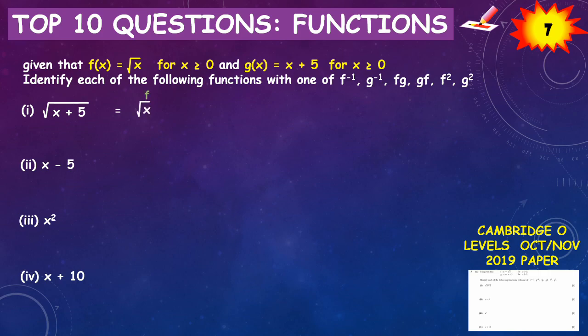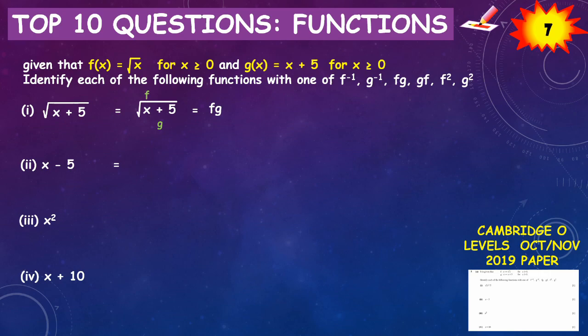The first question is square root of x plus 5. If you look closely, square root is the function of f, and x plus 5 is the function of g. So this looks like the function of g is put into the function of f. Therefore, it is function fg.